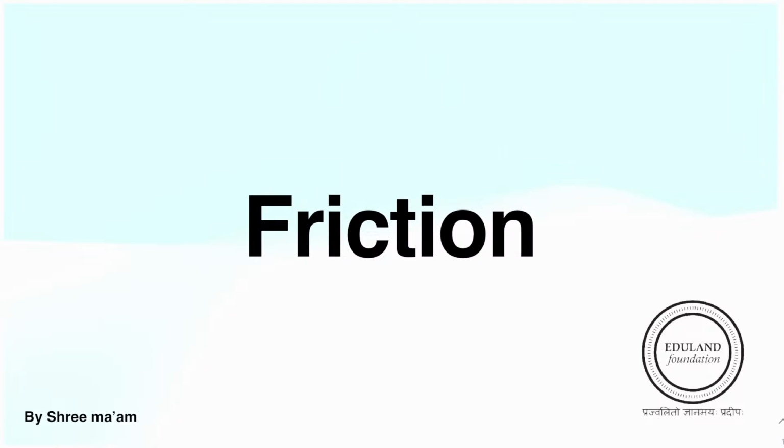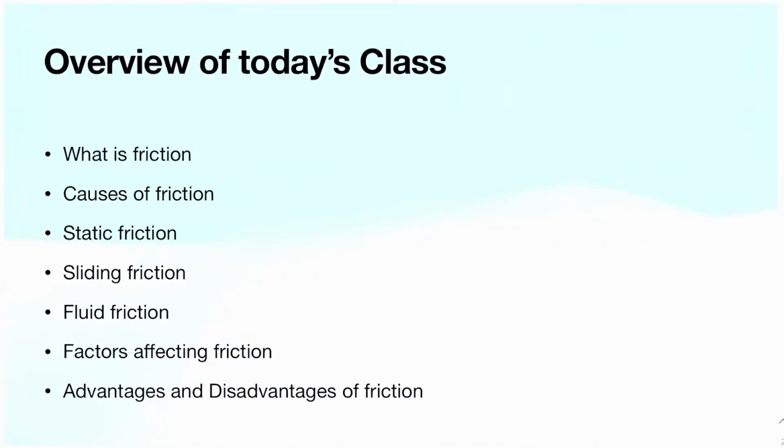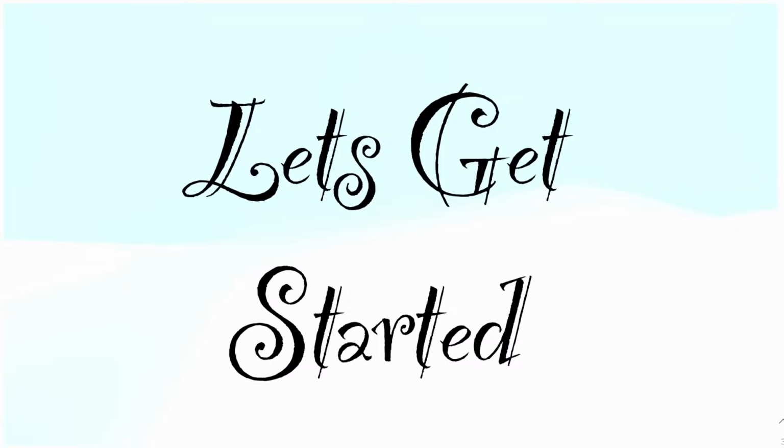Now let's look at what we are going to see today. Today we are going to see what is friction, what are the causes of friction. We are going to take a look at different types of friction like static friction, sliding friction, fluid friction. Then we are going to dive into factors affecting friction, and we are going to close this class with advantages and disadvantages of friction. So, without wasting any time, let's get started.